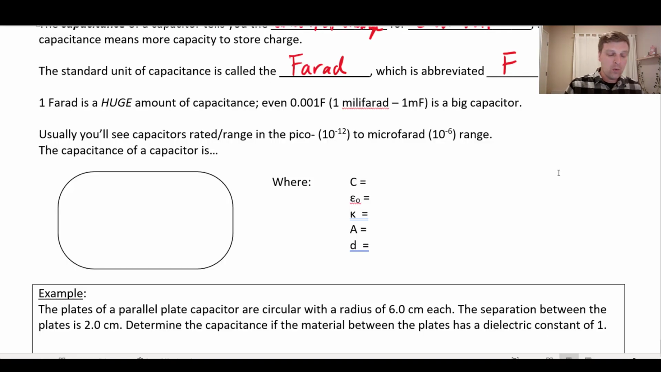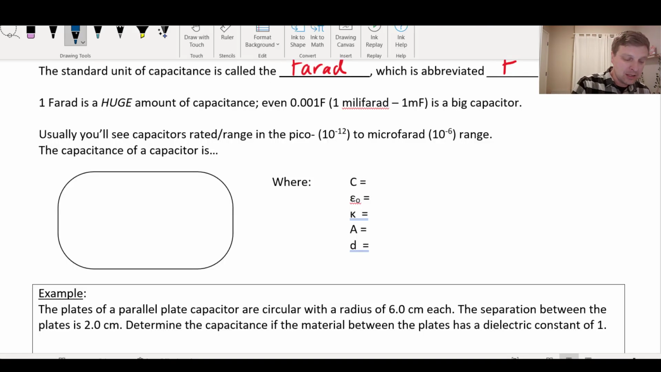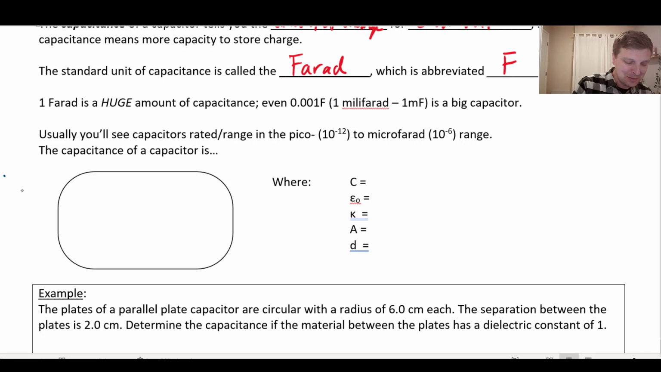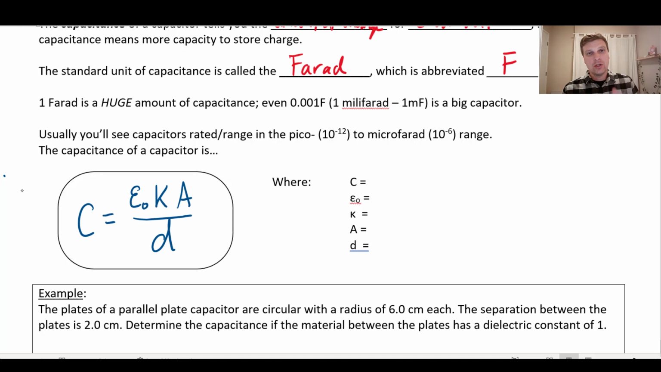So what we say is the capacitance of the capacitor, C, is equal to epsilon naught kappa A over d. Now, two of those things you're well aware of. A is, well, three things, I guess. C is the capacitance, measured in farads, and A is the surface area.